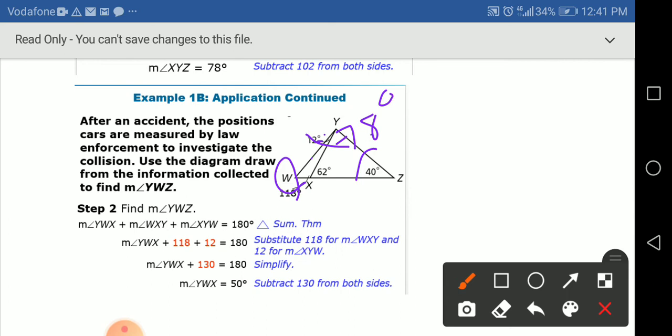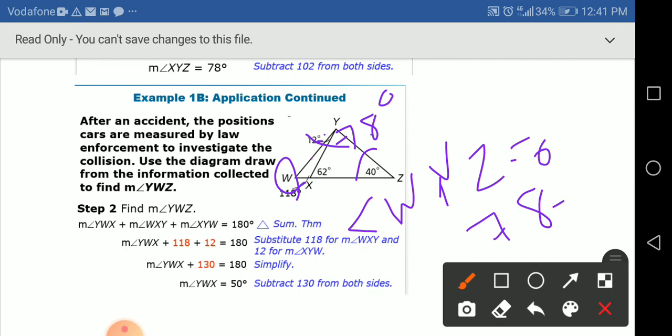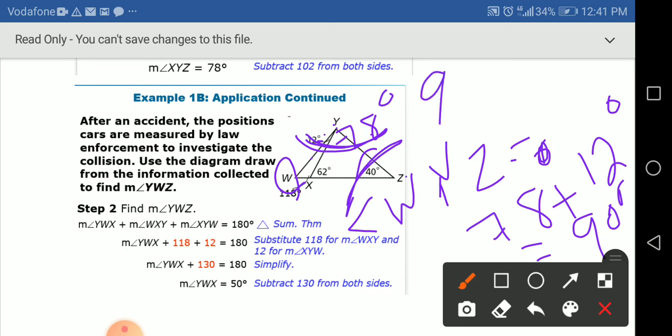Why do you say that? Because here, guys, angle WYZ is equal to 78 degrees plus 12 degrees, which gives me 90 degrees. So this whole angle WYZ is 90 degrees, and this whole angle is 40 degrees. So 90 plus 40 is 130 degrees, right?